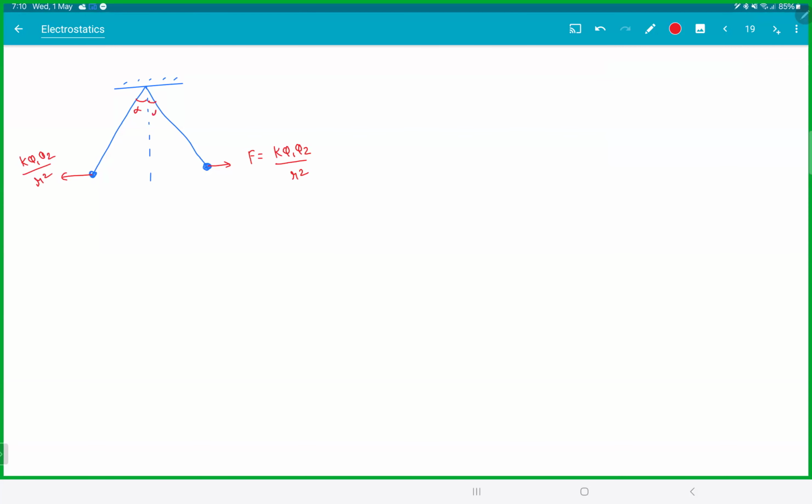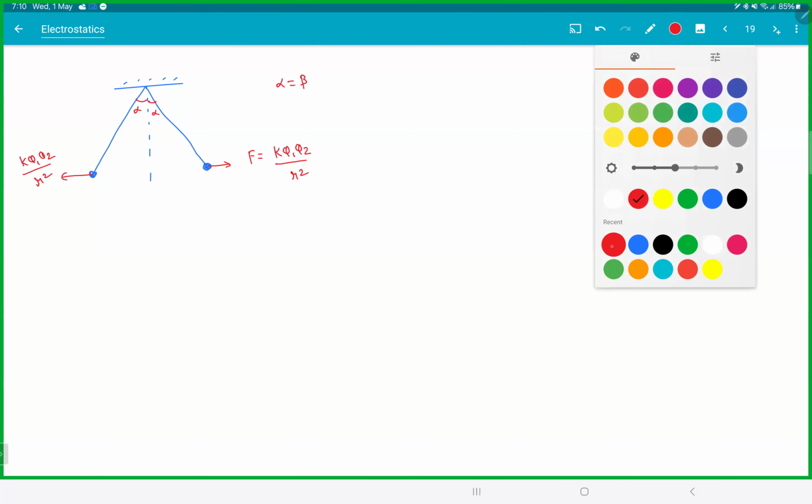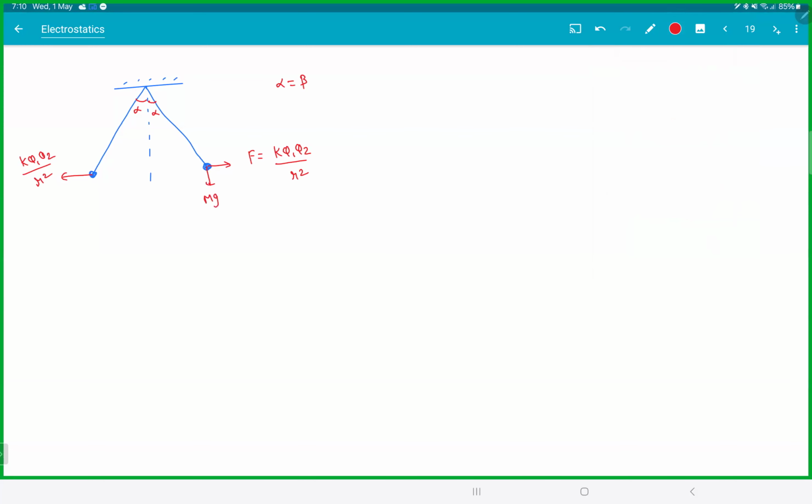So alpha and beta both are equal. That's the first thing. It doesn't depend on the charge value. It depends on the mass value though. And if you look at the forces, this is mg. This is mg. So if you look, this angle is also alpha. And this distance is L sine alpha and L sine alpha. So directly from here, you can see tan alpha is the opposite side, K Q1 Q2 by R square mg. But R itself is 2L sine alpha, the distance between the charges. So you can substitute here.